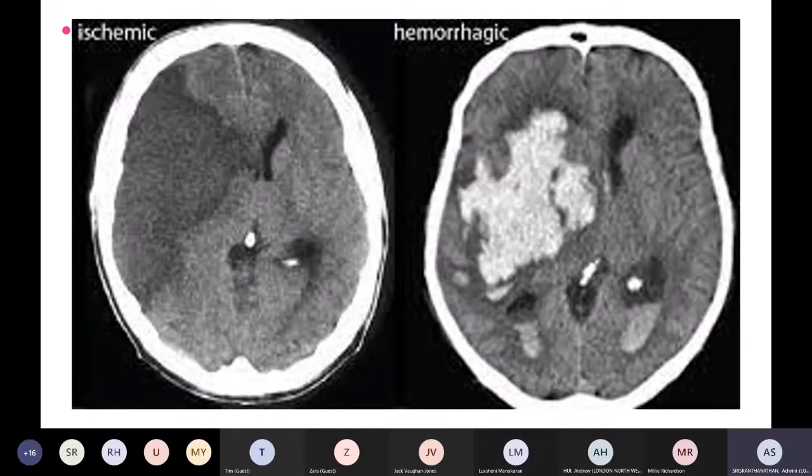Cool. I put this image in here just so you can see the difference between what you see on CT. So this is your ischemic, which is hypoattenuating. So you can see that region of the brain which is completely ischemic and dead. And that's hemorrhagic. So that's your hyperattenuating. So fluid comes out as a bit white. So that's your bleed in the brain there.